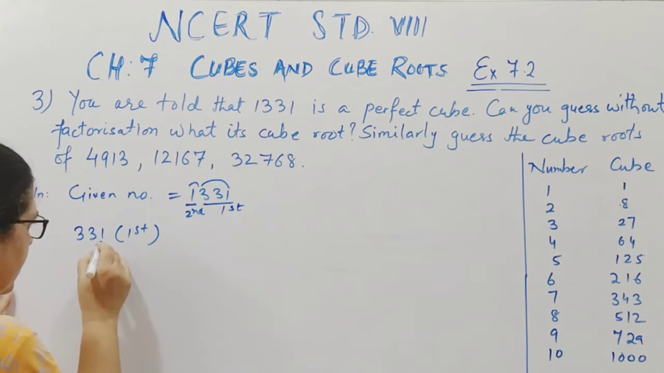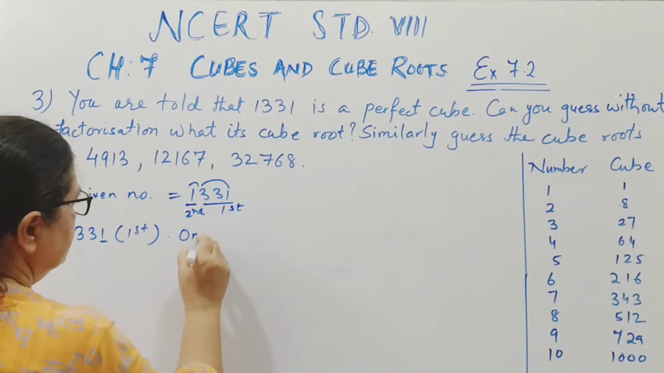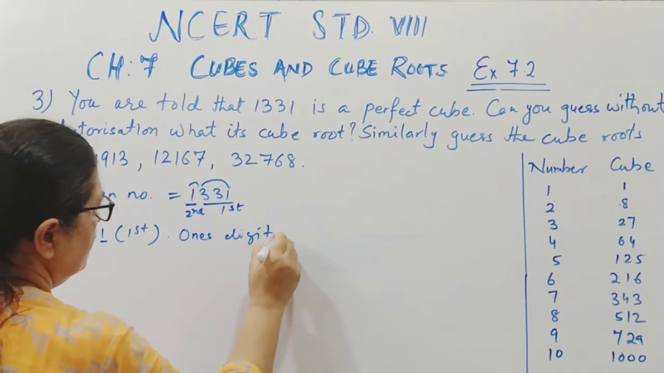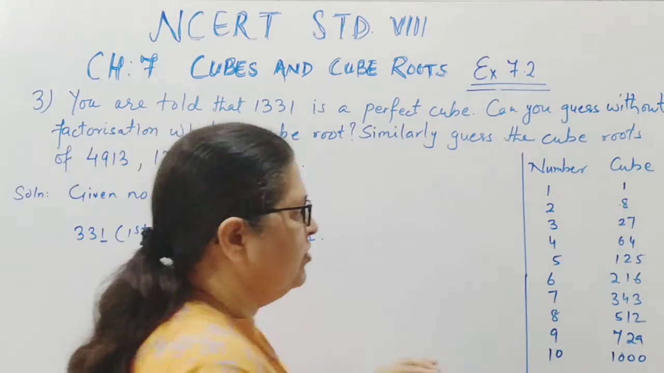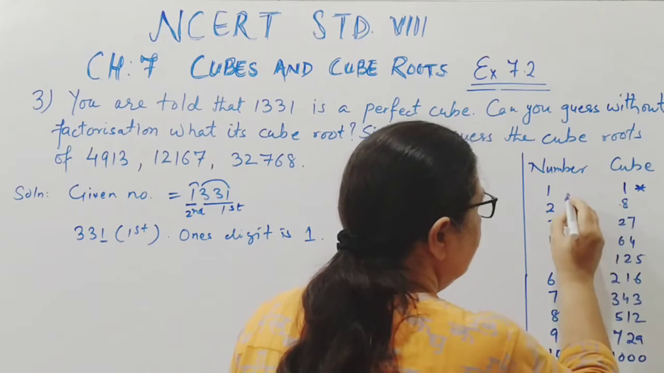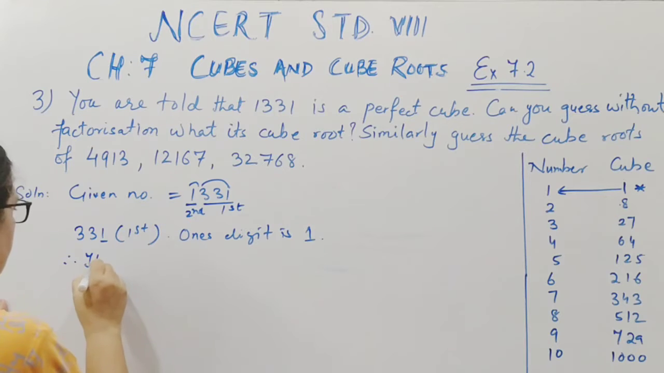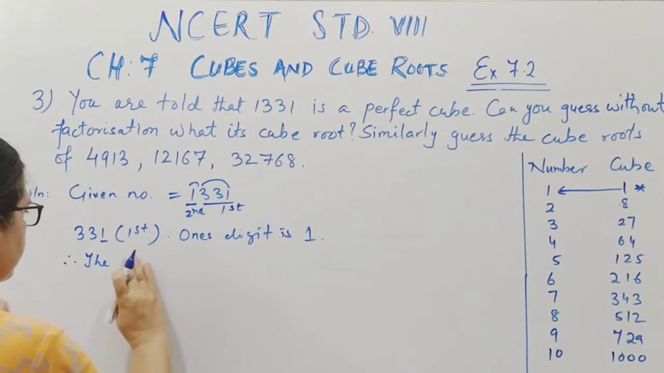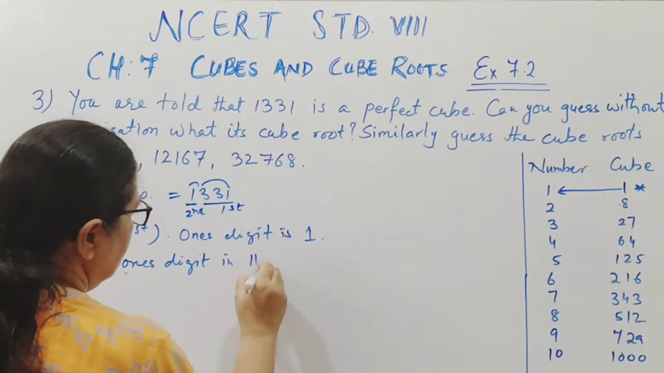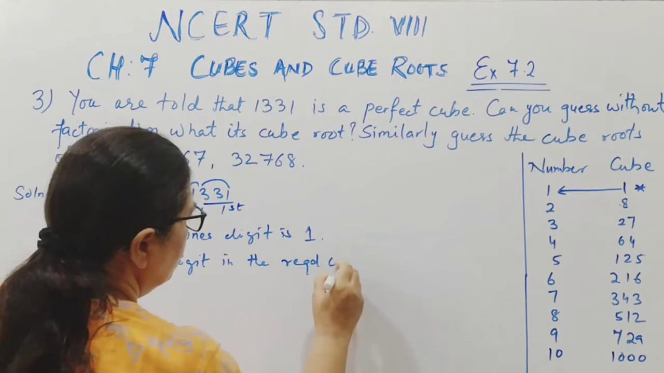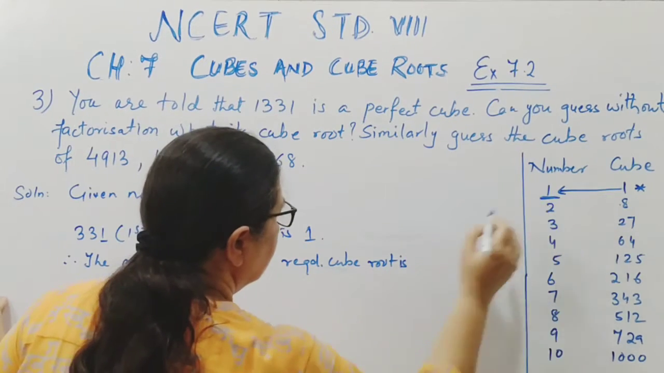and we will observe the ones digit in this group. We will see the same number in the cubes. It is here. Then we will check the corresponding number here. Therefore, the ones digit in the required cube root is 1.